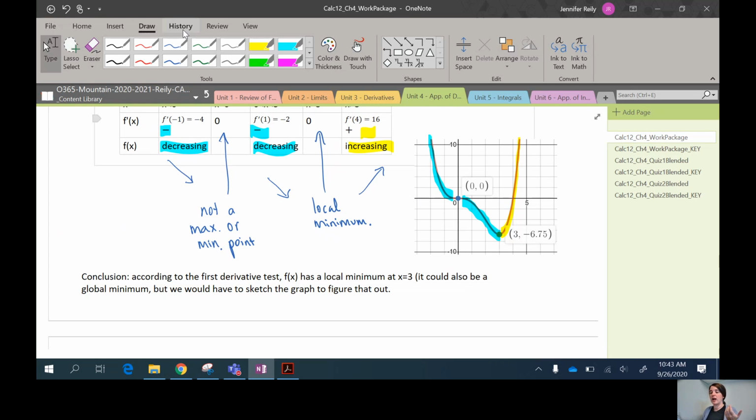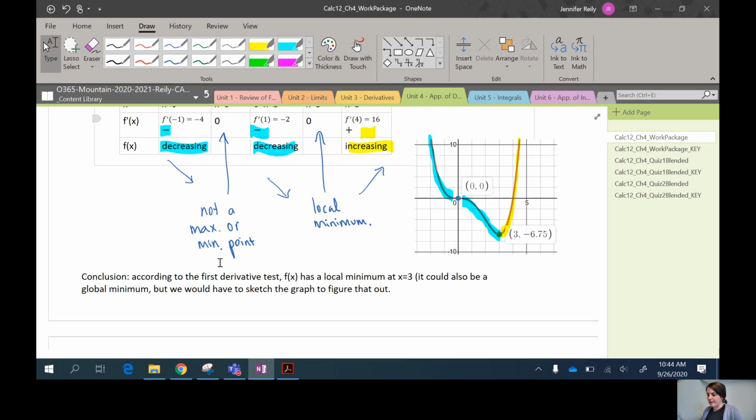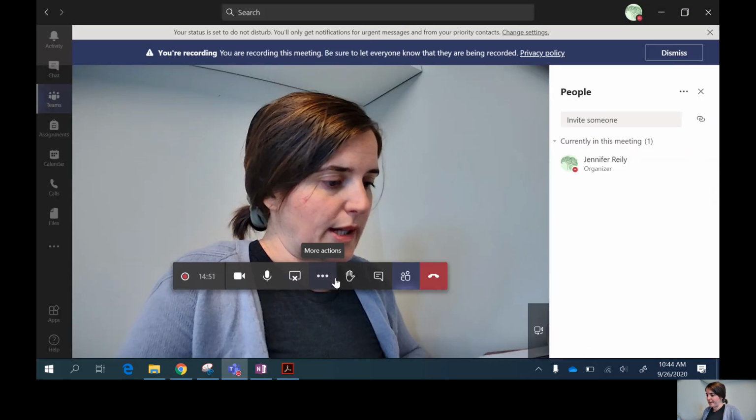Okay, so that's the first derivative test. It helps you find maximum and minimum points and tells you where the graph is decreasing and increasing. Okay, so I'll make the second video about the second derivative test and post that separately.